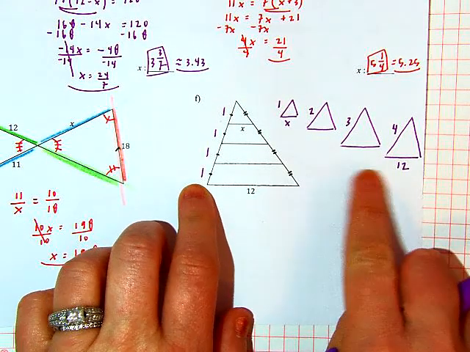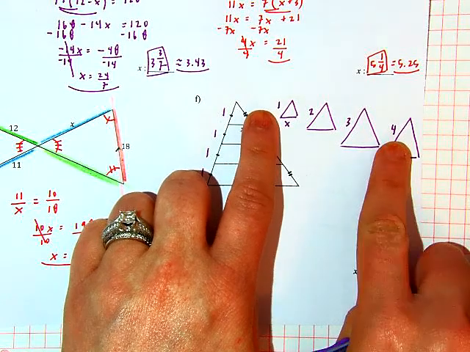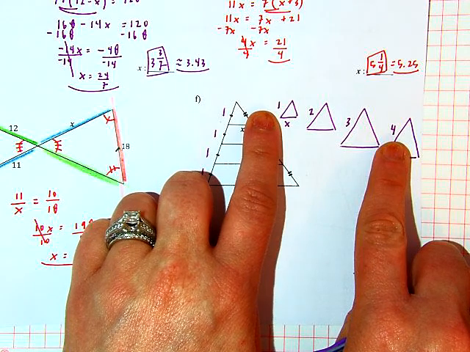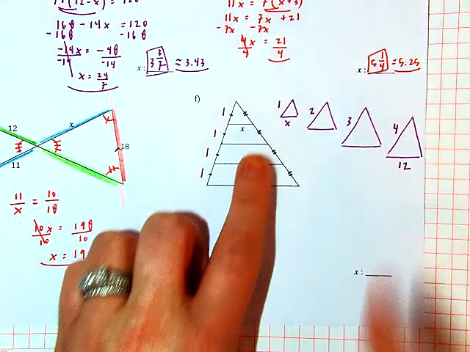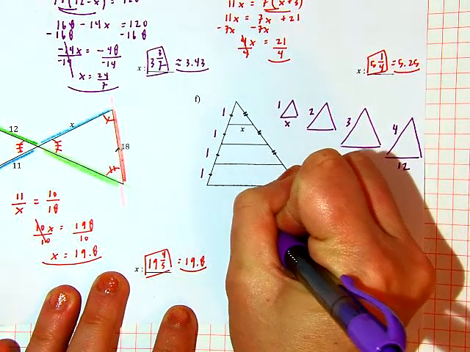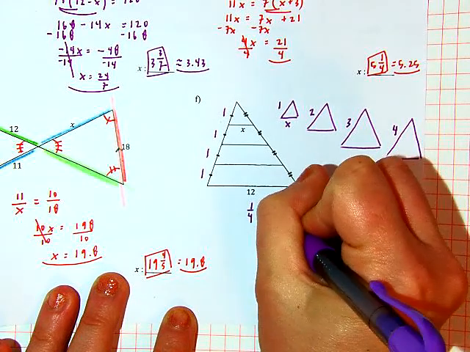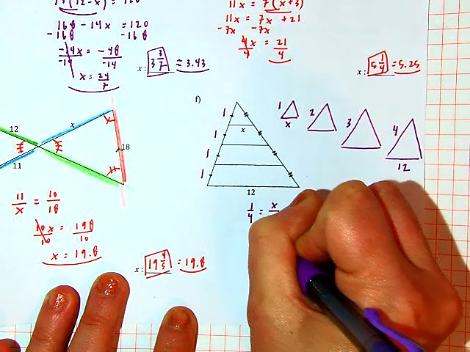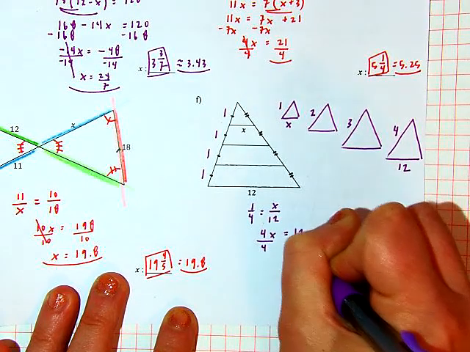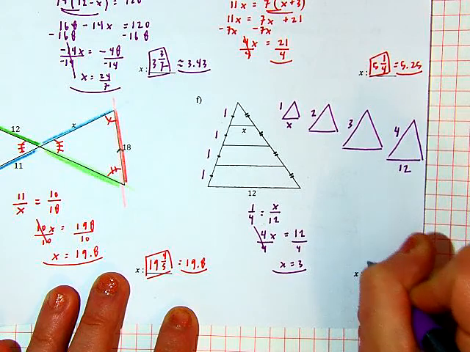I can see that if I focus on this small triangle and this big one, the sides are in a ratio of 1 to 4. So I don't necessarily know that these sides are 1 to 4, but I know the ratio will be 1 to 4. I can build off of that. So I can say that 1 is to 4 as x is to 12. Cross multiply: 4x equals 12. Divide by 4, and x is 3. So a 3 right here.